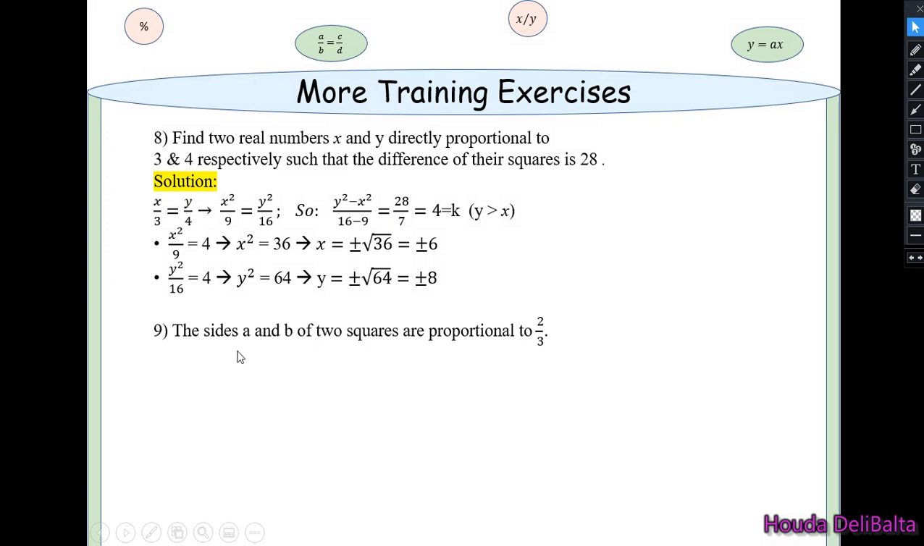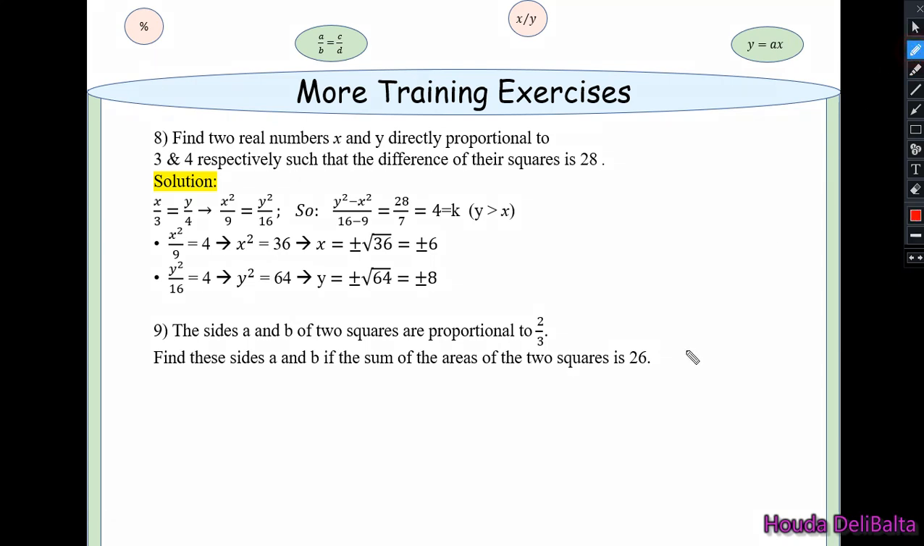The other question is a little bit similar to that one, but it differs a little bit. The sides a and b of two squares are proportional to 2 over 3. Then a goes to 2 and b goes to 3. Okay? Find these sides a and b if the sum of the areas of the two squares is 26.